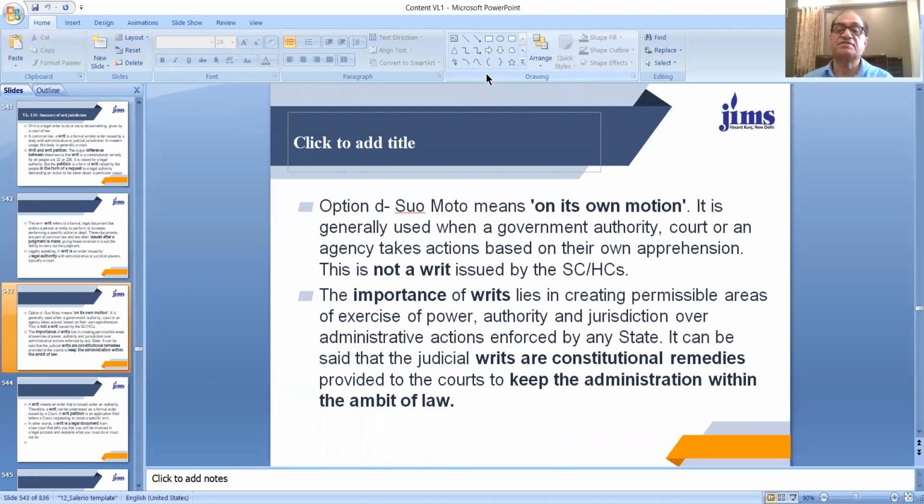And the importance of writs lies in creating permissible areas of exercise of power, authority, and jurisdiction over administrative actions enforced by any state. It can be said that judicial writs are constitutional remedies provided to the courts to keep the administration within the ambit of law. The administration should not go outside the ambit of law. They should confine their activities within the four corners of law. That is the main importance and function or object of the writs.